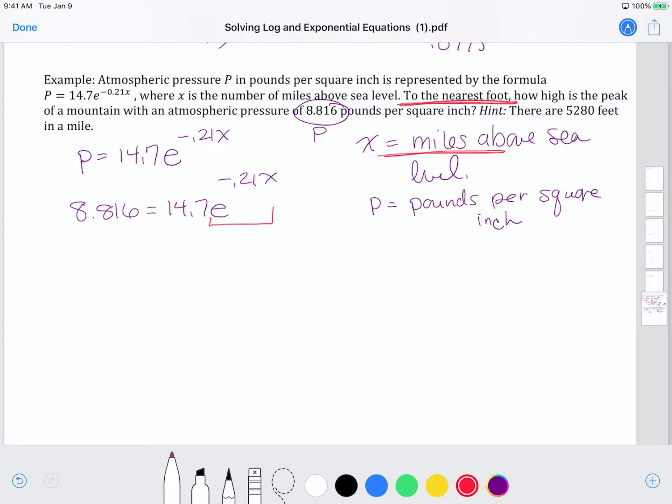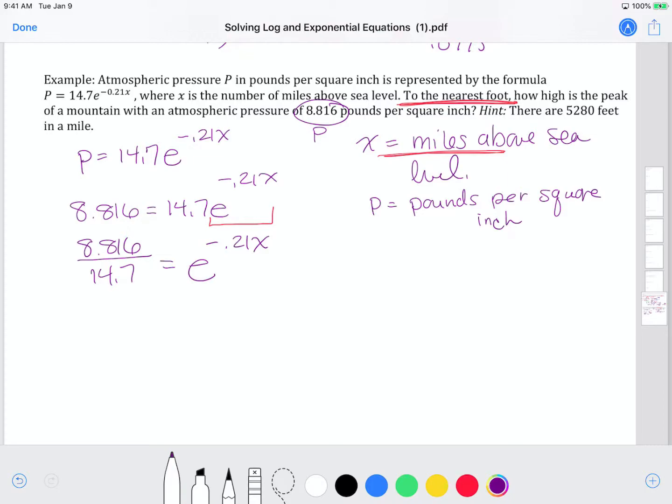So the first thing that we want to do is divide both sides of the equation by 14.7. So I'm going to have 8.816 divided by 14.7 is equal to e to the power of negative 0.21x. And once we have the exponential isolated, then we put it in log form. And I want to continue to stress that we're not going to put the 8.816 divided by 14.7 in the calculator and round it and do those intermediate steps. We're going to wait till the very end so that we only round once to keep the accuracy of the answer.